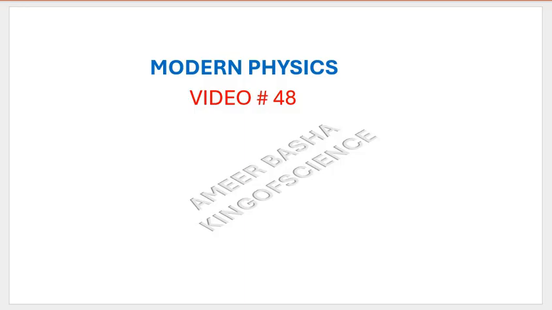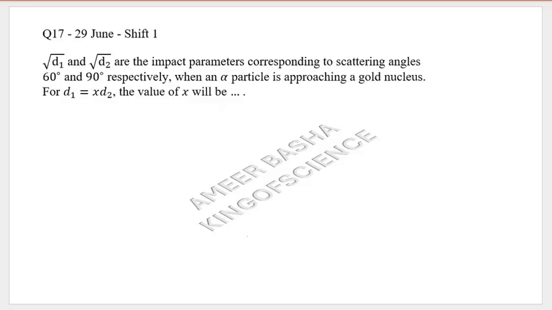In this video, I will discuss an important question from modern physics, and the topic is the Rutherford alpha particle scattering experiment. Let's see the question. Root d1 and root d2 are the impact parameters corresponding to scattering angles 60 degrees and 90 degrees respectively when an alpha particle is approaching a gold nucleus. Then what is the relation between d1 and d2?